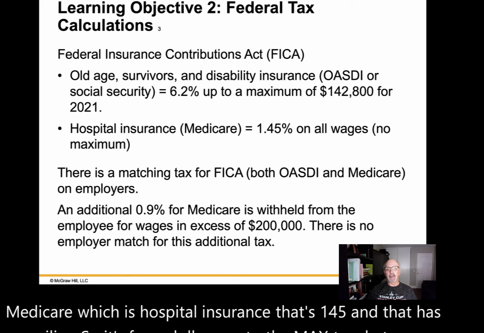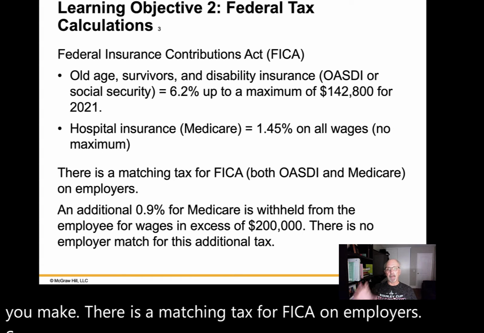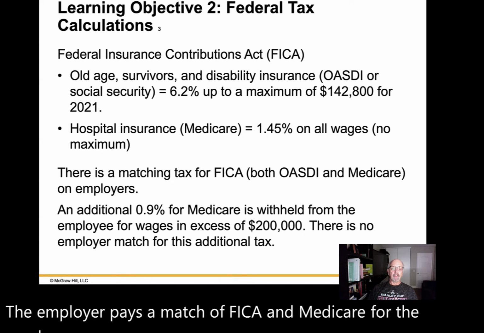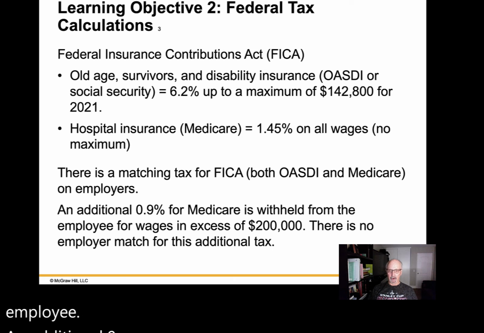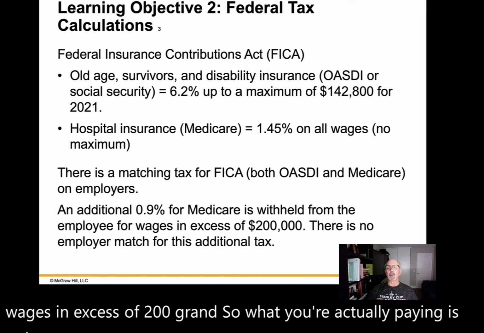There is a matching tax for FICA on employers. So the employer pays a match of FICA and Medicare for the employee. An additional 0.9% for Medicare is withheld from employees with wages in excess of 200 grand. So what you're actually paying is not 6.2 plus 1.45, or 7.65%. You're paying actually 15.3, 7.65 times 2.